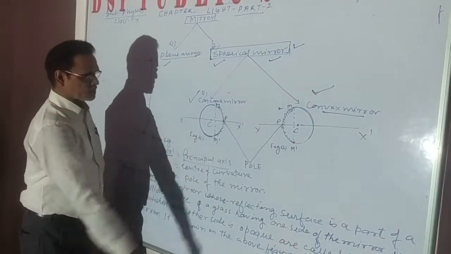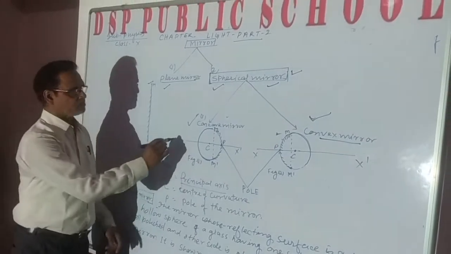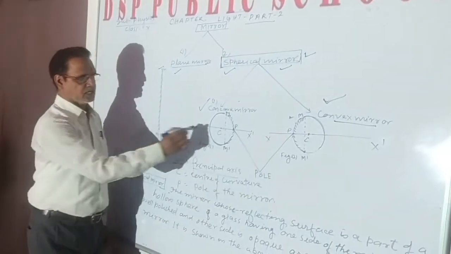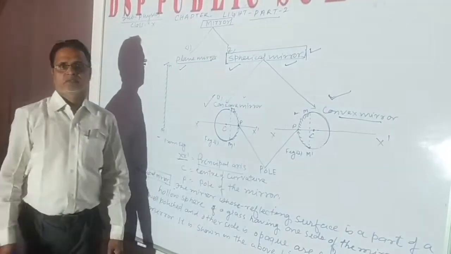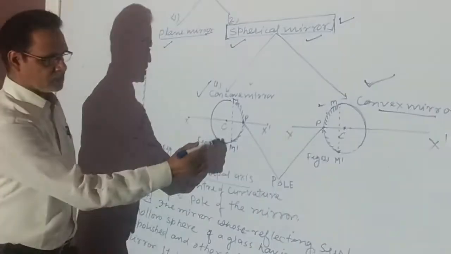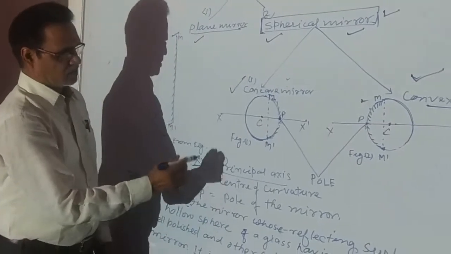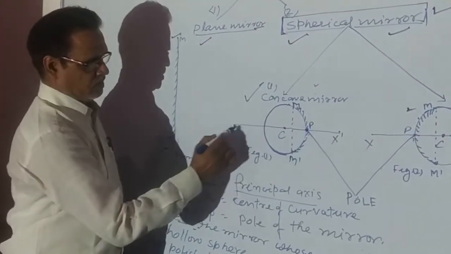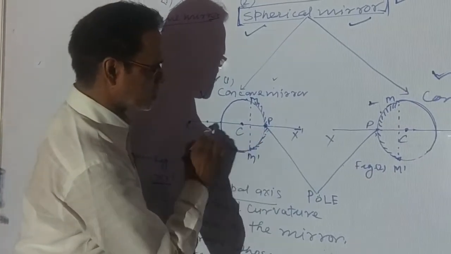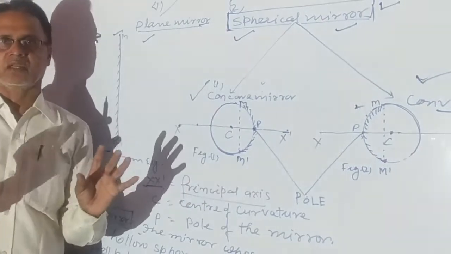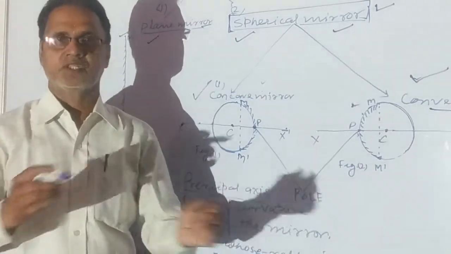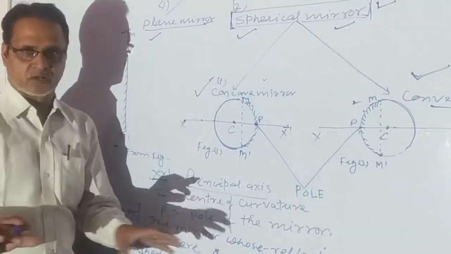Principal axis is that imaginary line which passes through the center of curvature and the pole. This is known as principal axis. That is imaginary, it is not that a line is drawn on the mirror. This is imaginary, like the equator on the earth.